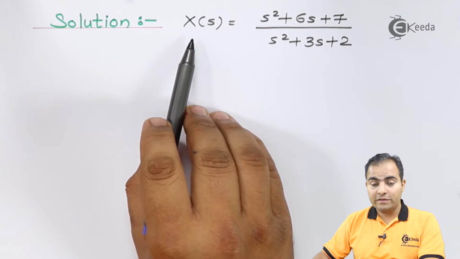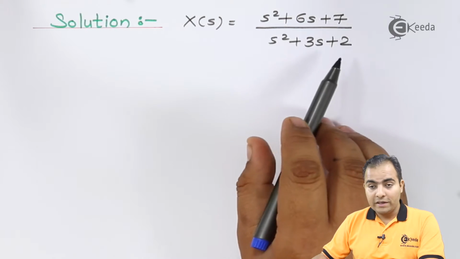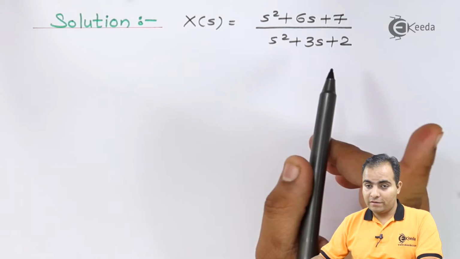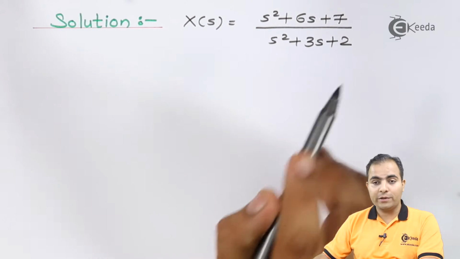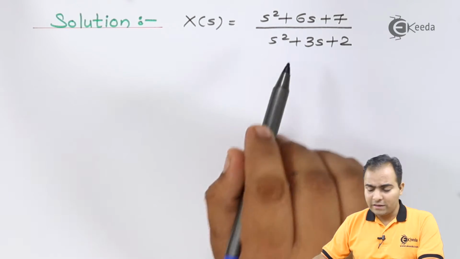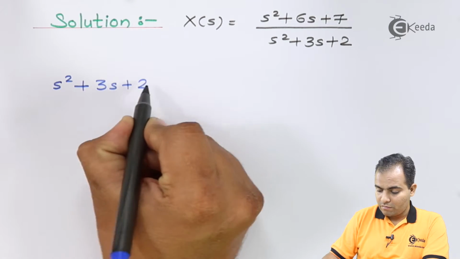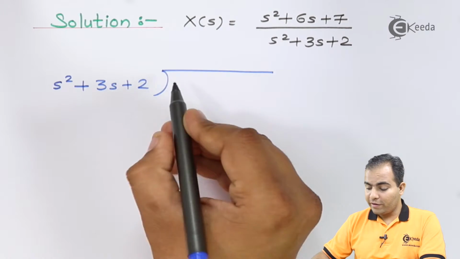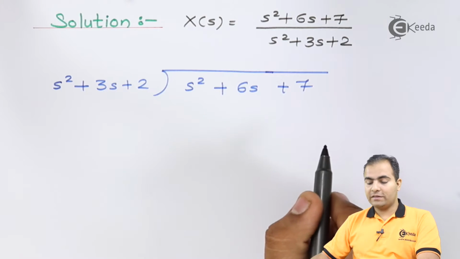My question is X of s is equal to (s square plus 6s plus 7) and s square plus 3s plus 2 in the denominator. What I said: if the degree in the denominator is greater, then we can move on to the inverse Laplace transform, but if not, then we have to take help of the division method. What do you mean by division? Simply divide this numerator by the given denominator. So s square plus 3s plus 2 is the denominator, and in the numerator we have s square plus 6s plus 7.